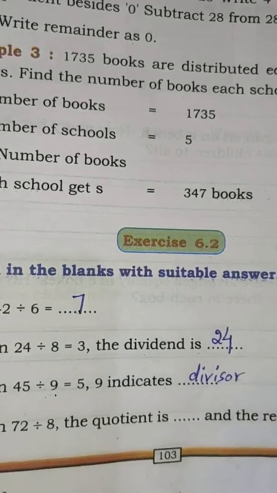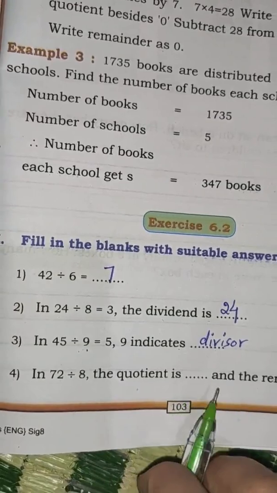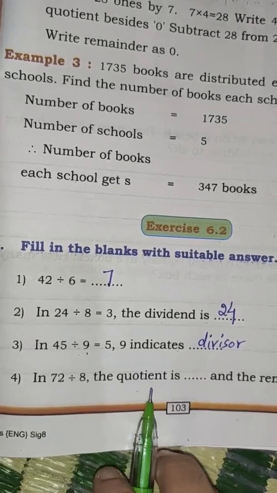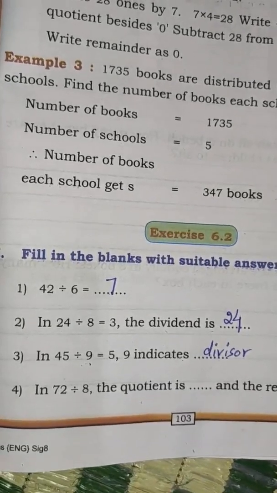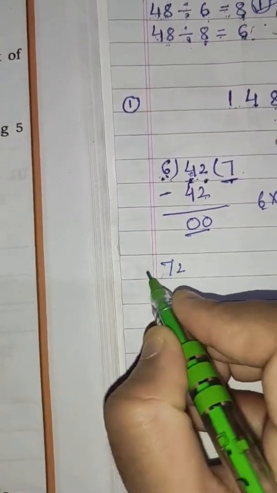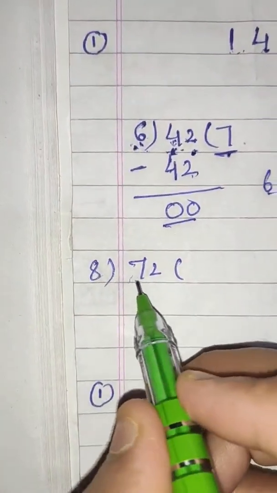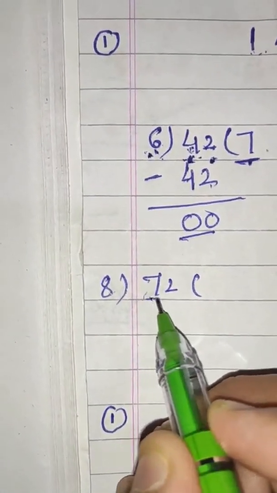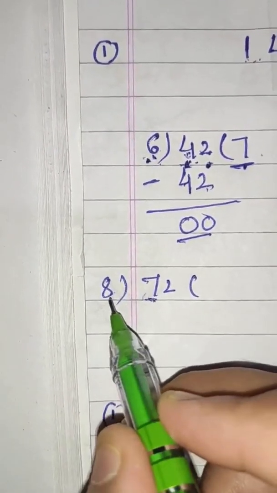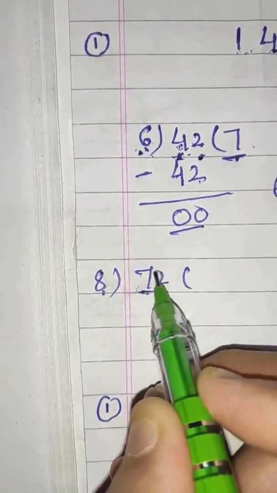Okay. So next, in 72 divided by 8, the quotient is dash and the remainder is dash. So let's solve it to know what is the quotient and what is the remainder. Okay, 72 divided by 8. So we'll write here 72 divided by 8. First we have to take the one digit. So this digit 7 is smaller than the 8. So we cannot divide the 7 by 8. Right? What we have to do in this case? We have to move to the next number. So it will become 72.